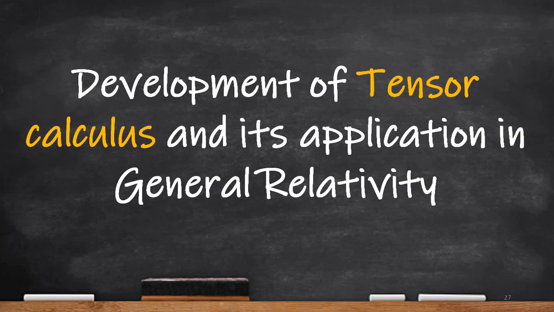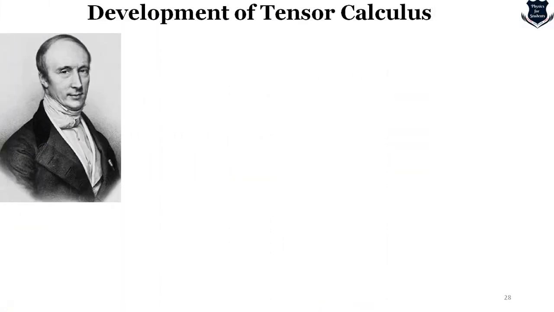Okay, so where do we start? We get into the next part, which is called development of tensor calculus. We have seen why tensor is being used for the invariant nature in the first video, and here we are going to look at its application in general relativity. So it was first started in 1822.